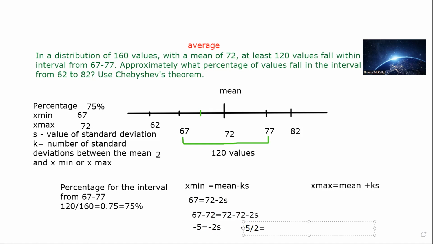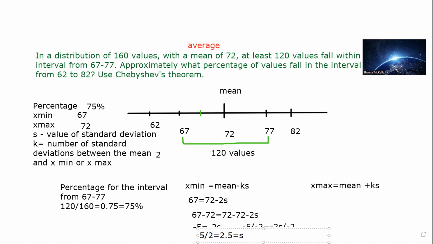sorry, technically these should be negative, should be negative 5 over negative 2 at this point. And I have negative 2S, and I'm dividing it by 2. So what I end up with is 5/2 is equal to S. And 5/2, if you use the calculator, is 2.5 is equal to S.